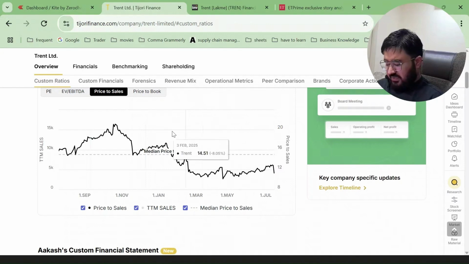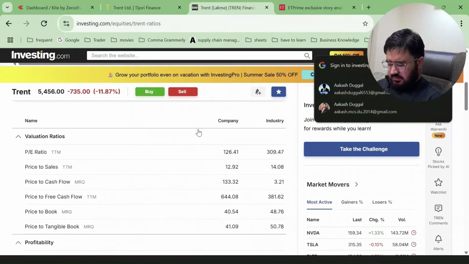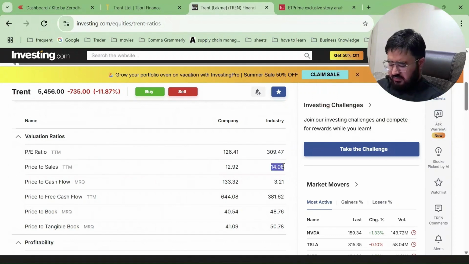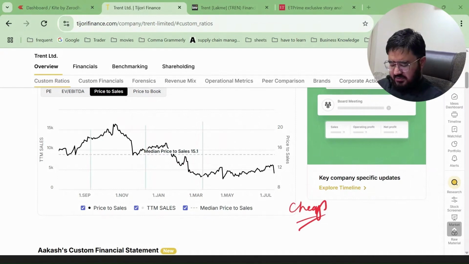Okay. Now let's compare this 11.3 with the industry average. So for industry average, I would be referring to investing.com. Over here, if you could see price to sales, it is 14.08 for this industry. Okay. And we have 11.3. So currently it says cheap, right? So that is how we analyze it.